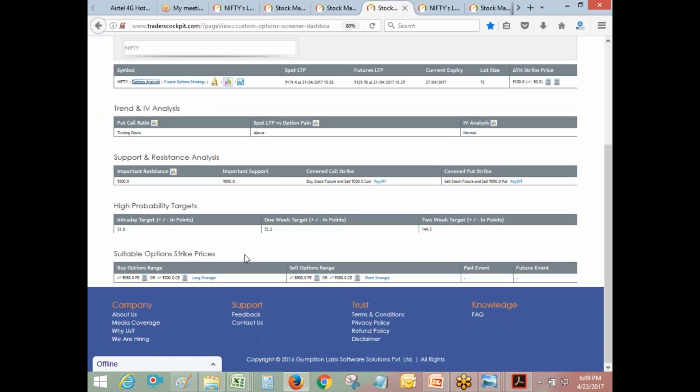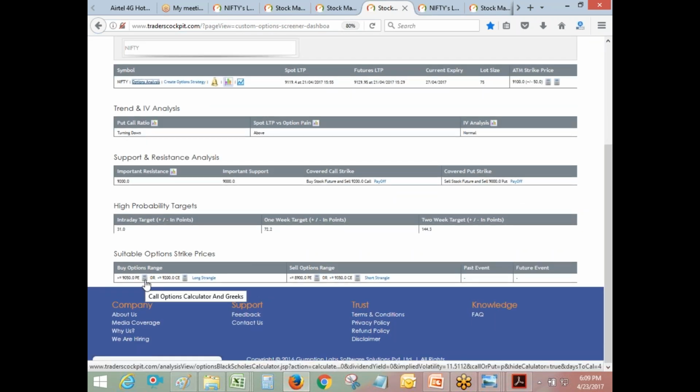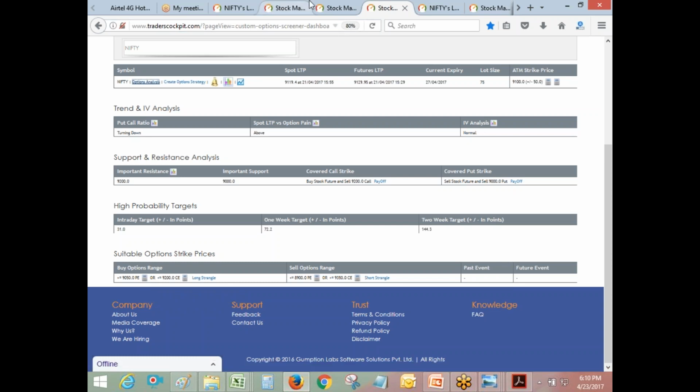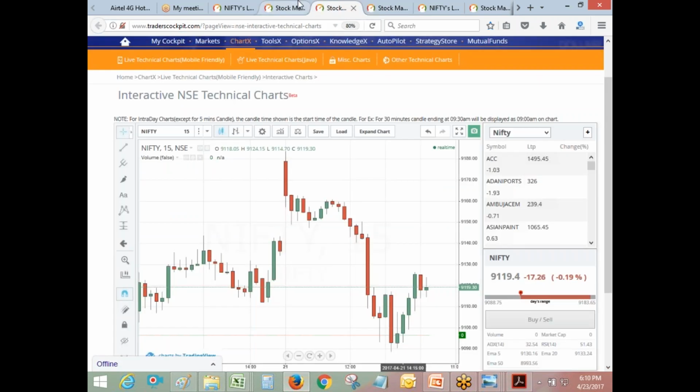I see now I'm supposed to go short, so I'll buy this put, whatever is mentioned there. I'll use a calculator, put a target, and I know what stop loss and target I'll put. And I can trade options intraday. So I can now combine that screener with this screener to make my option trade. You understood?